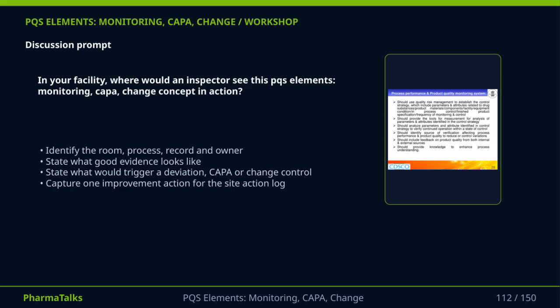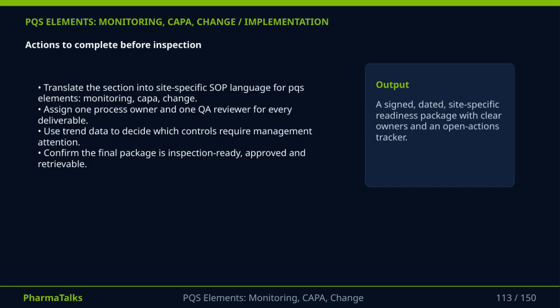Finally, identify one improvement action you can add to the site action log to enhance these PQS elements. This reflection helps us strengthen our quality system by ensuring we know exactly where and how these critical processes work in practice. Here, we're focusing on the key PQS elements: monitoring, CAPA, and change or implementation, and essential actions that need to be completed before an inspection.